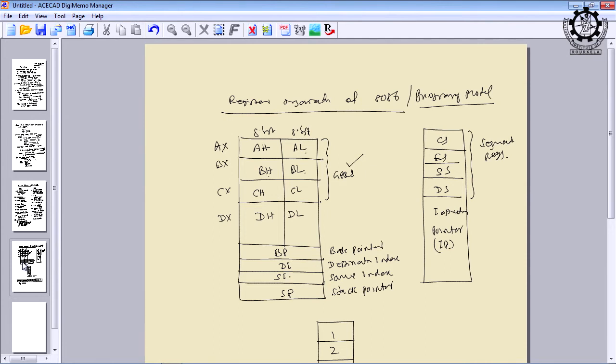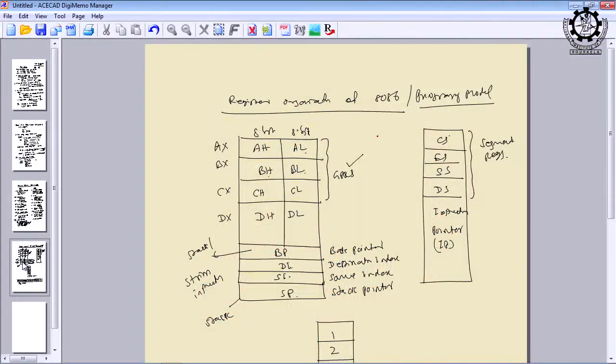This source index and destination index are for string instructions. These 2 registers are used for the string instructions, and base pointer and stack pointer are used for the stack, and base pointer is also used for the stack as well as common programming, or to refer to the usual memory location addresses, 16 bit addresses. Then these segment registers are the extra registers in 8086. So, CS stands for code segment, where all the code or the programs will be stored, and ES stands for extra segment, which is nothing but the data segment.